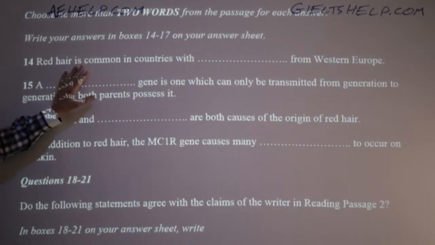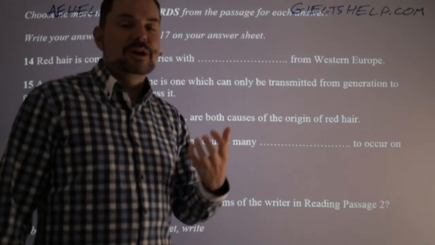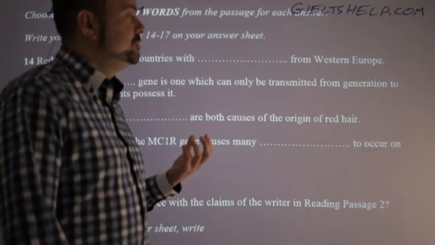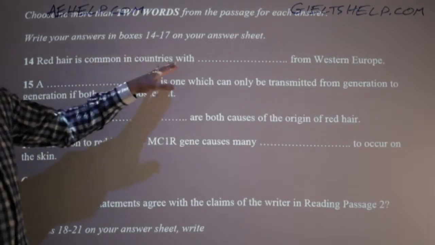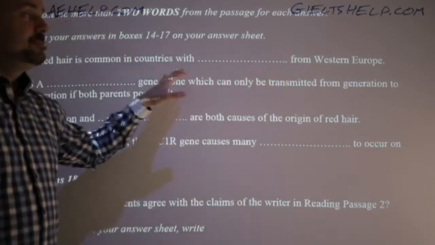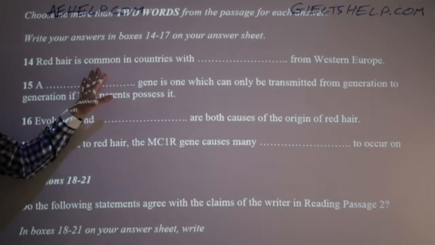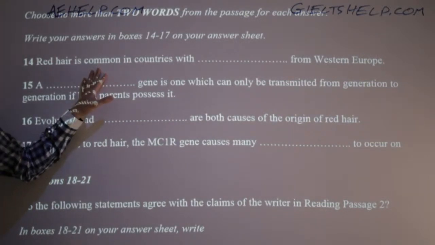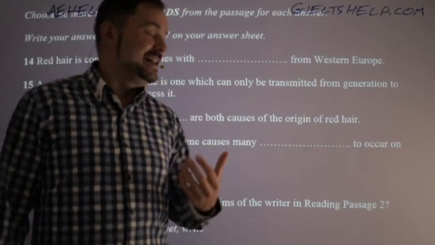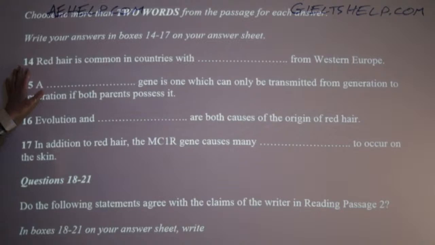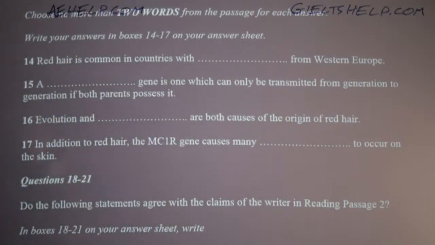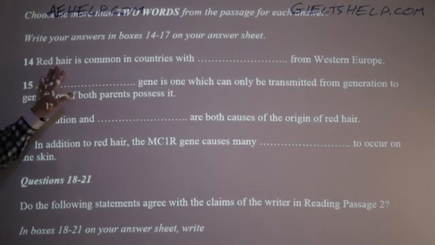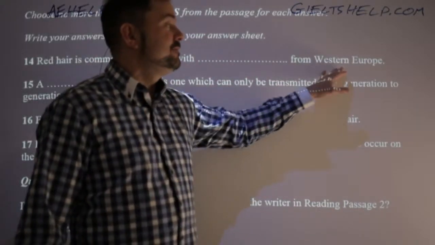And these types of questions, you have this information somewhere in the text. It's not going to be verbatim, which means you will not find the exact same words in the exact same order. This is a paraphrase. So this is in the passage, but you will see it written differently in the passage, okay? So you just kind of skim through these nice and fast to give you a little bit of an idea of the content of the passage, okay? All right. Number 14. Red hair is common in countries with something from Western Europe.